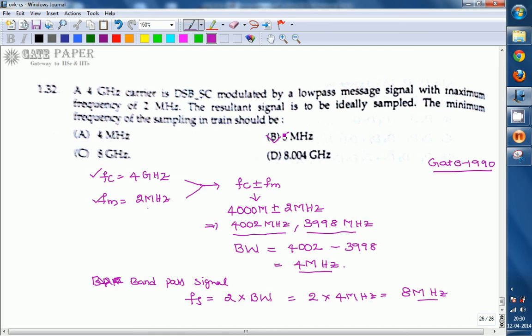Here the message signal is modulated with a 4 GHz signal with DSB SC modulation. We got the upper side frequency and lower side frequency, and from that the bandwidth we got is 4 MHz. For the band pass signal, the sampling frequency is always twice the bandwidth of the band pass signal, that is 2 into 4 MHz, which is simply 8 MHz. The answer is 8 MHz, that is option B.